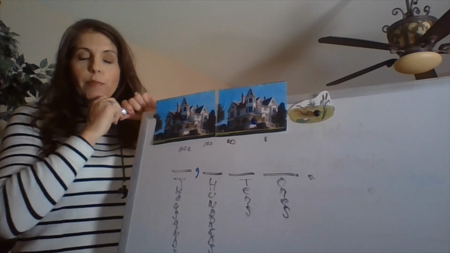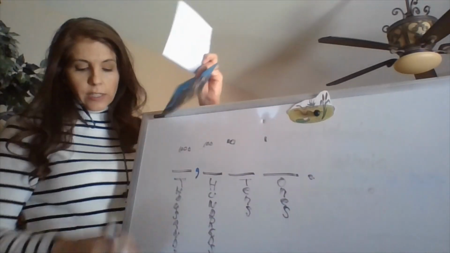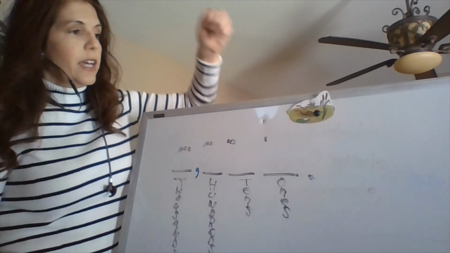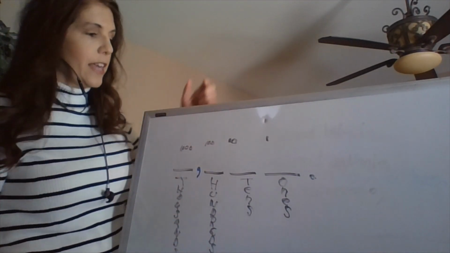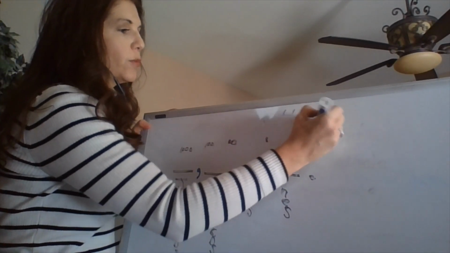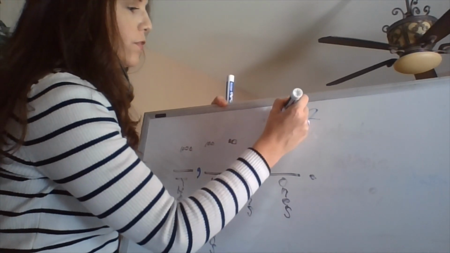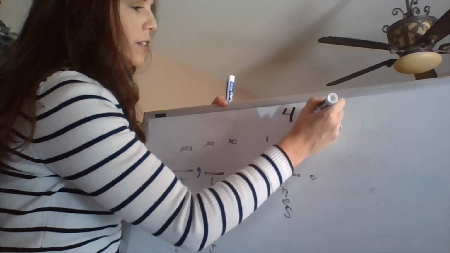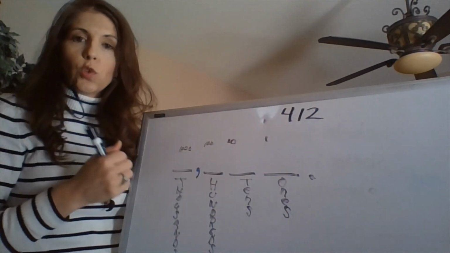So if I had the number that looked like this, I'm going to go ahead and move my house and our swamp right now. If I had a number that looked like this, if I had 412, I'm going to get a better marker, darn it. Okay, so if I had a number that looks like this, 412. Okay, we know that we read that number as 412.